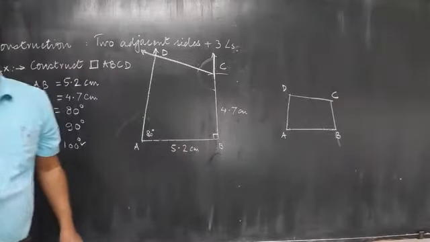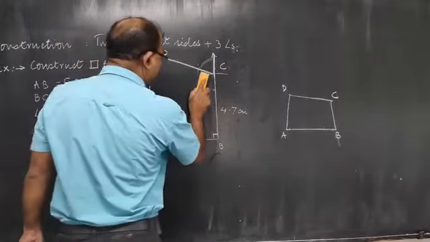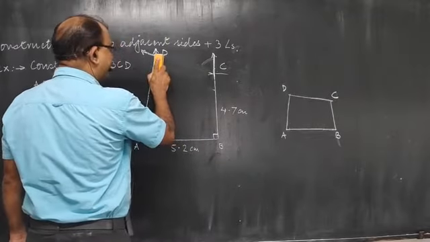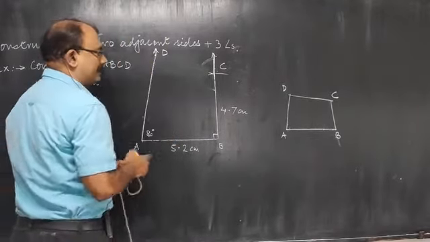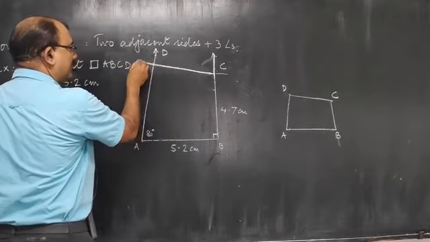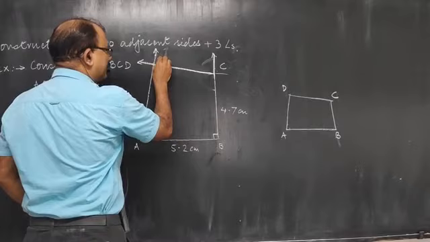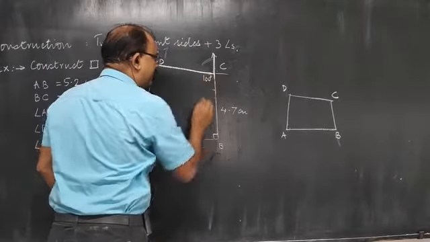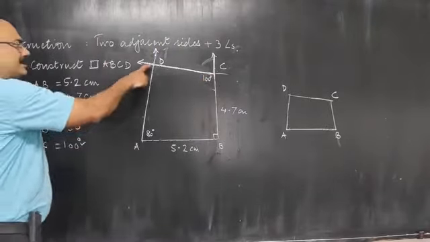Now, I think I made a mistake. This looks more than 100 degrees. Okay. Like this, let us say. Wherever they intersect, this is 100 degrees. Okay. And this is your fourth vertex.